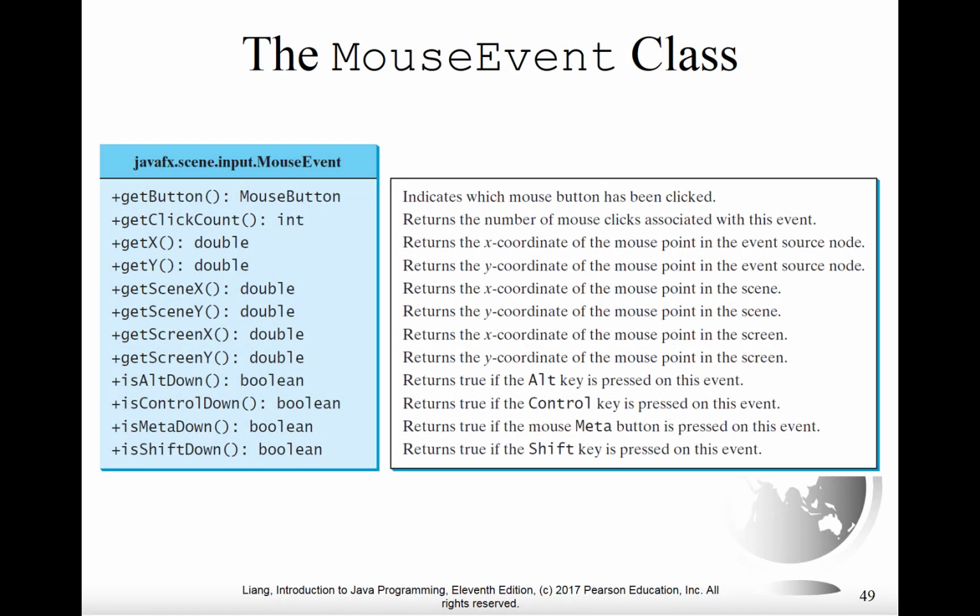We have here a UML diagram for the MouseEvent class. The method at the top we've already talked about, that is the getButton method. I'll leave it for you to go through this complete UML diagram, but one thing I'd like to point out specifically is that there's a distinction between the XY coordinates of the mouse in the scene versus the XY coordinates of the mouse within the actual node that it's on. So we have separate methods to determine these values: getX, getY, and getSceneX and getSceneY.